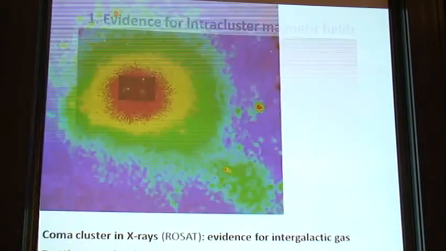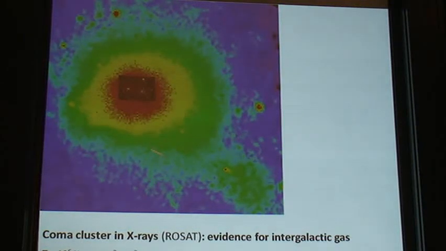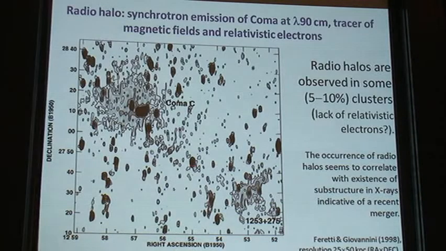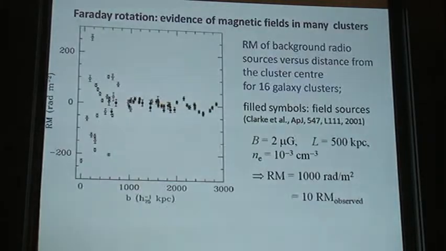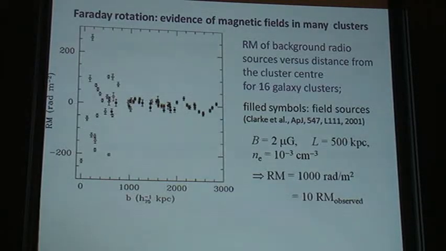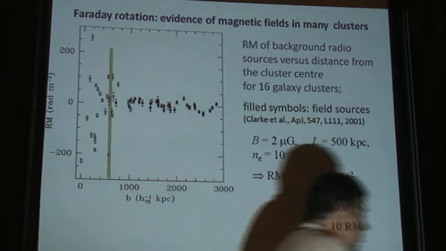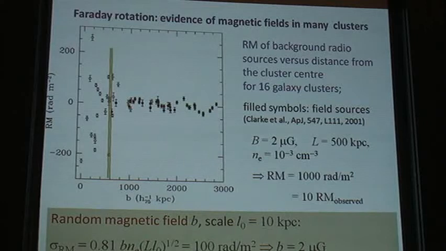Still, magnetic fields are observed there. There is intergalactic gas, again a familiar picture we saw before. This gas emits synchrotron emission, so there must be magnetic fields and cosmic rays. We are more interested in magnetic fields, because experience with Faraday rotation measures of background sources seems to suggest that galaxy clusters, as a rule, possess magnetic fields, but not always cosmic rays.